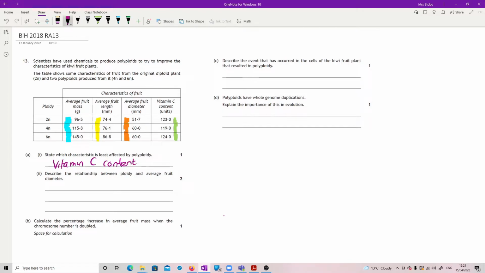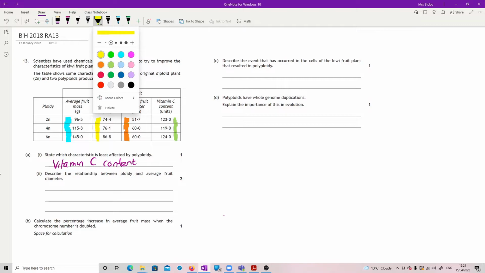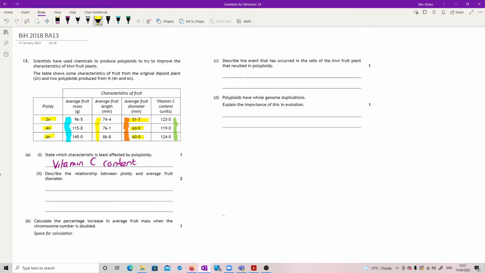Okay. Describe the relationship between polyploidy and average fruit diameter. Right, this is a bit of a gift. So you don't need to know anything. Okay, average fruit diameter. So at 2N, the average fruit diameter was 51.7. It increased to 60 millimeters by 4N and then remained the same. Treat it like a line graph. That's it.